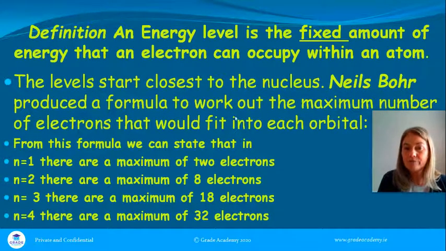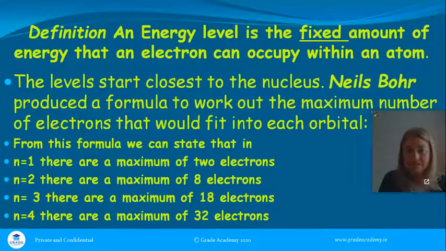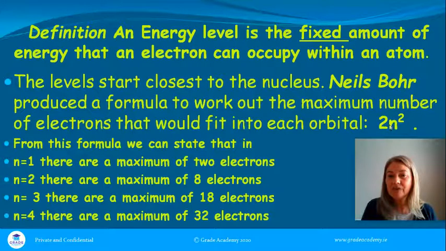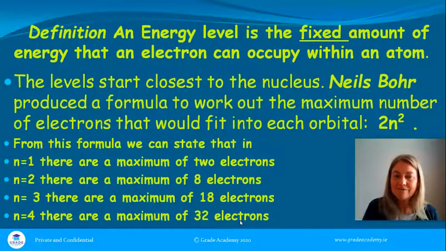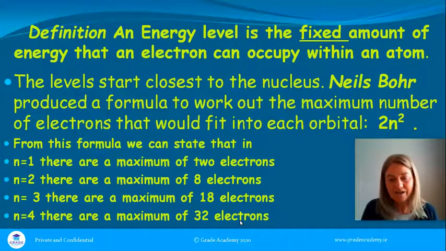He worked out a formula to work out the maximum number of electrons that would fit into each model, and it's 2n squared. So in the first energy level, if you put 1 there, 1 squared is 1, multiply by 2, the maximum is 2 electrons. If I put 2 there, 2 squared is 4 and 2 4s are 8, and then 3 squared is 9 and 2 nines are 18. That would have been exactly like junior cert. And when you put 4 in there, 4 squared is 16 and 2 16s is 32. Now you're leaving junior cert and getting into the realm of leaving cert higher.